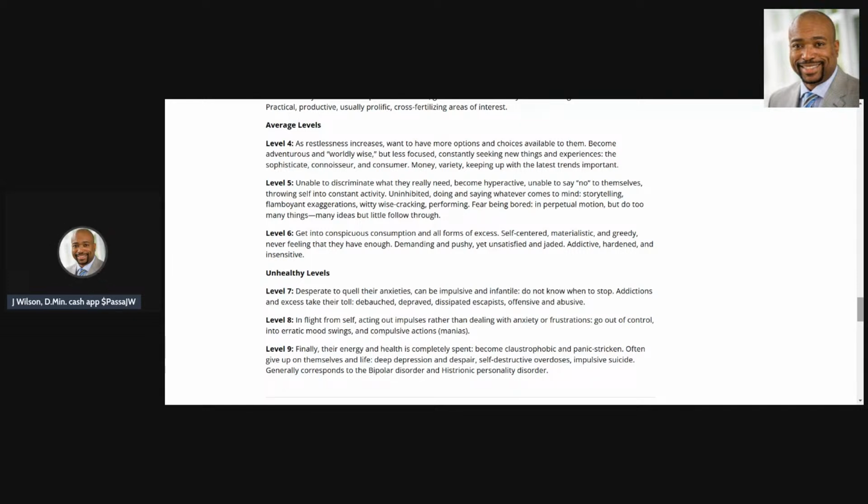Now, at unhealthy levels, desperate to quell their anxieties, they can be impulsive and infantile, and do not know when to stop. In flight from self, acting out impulses rather than dealing with anxiety and frustration, they go out of control into erratic mood swings and compulsive action, manias. Finally, their energy and health is completely spent, and they become claustrophobic and panic stricken. Often they give up on themselves in life, with deep depression and despair, self-destructive overdoses, impulsive. They generally correspond to bipolar disorder and histrionic personality disorder. And that's those people. Now that's deep. That's the enthusiast.